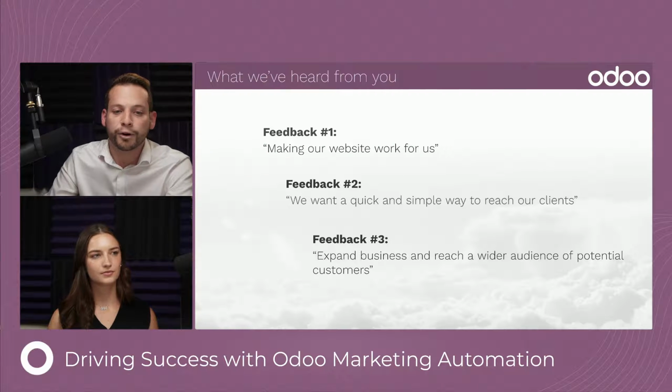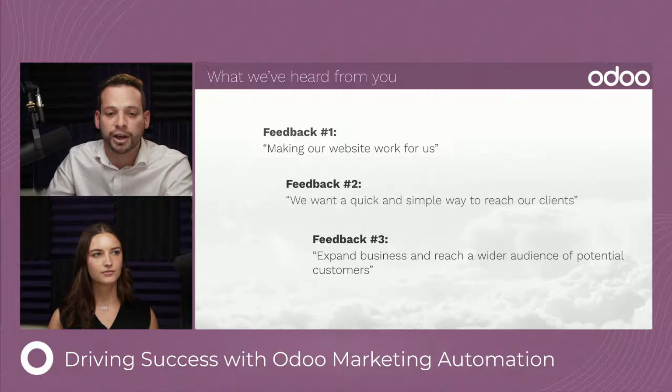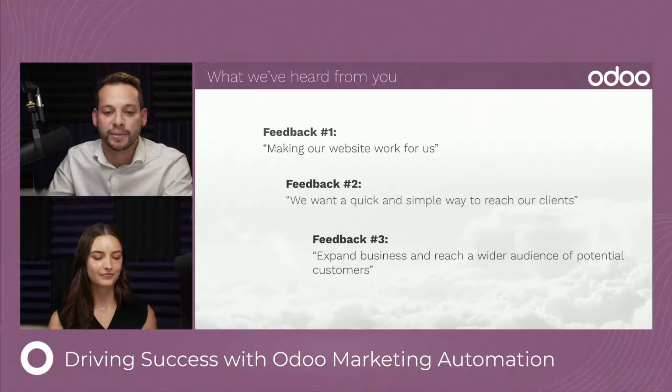And so what we've heard from you guys, some feedback that we get constantly on all of our channels, number one is, how do we make our website work for us? That is a great question. The website is a very powerful tool that Odoo has, and we want to show you guys how we can empower it to empower your businesses. Another one we get a lot is we want a quick and simple way to reach our clients. Even better, because we're in the age of technology and we need quick turnaround and feedback to make sure all of your customers are happy, and so then we can keep expanding. And then going to feedback number 3, how do we expand business and reach a wider audience of potential customers? That is great. We want to talk to all of our customers worldwide and across the globe, and that's why here at Odoo, we are here everywhere to empower you.